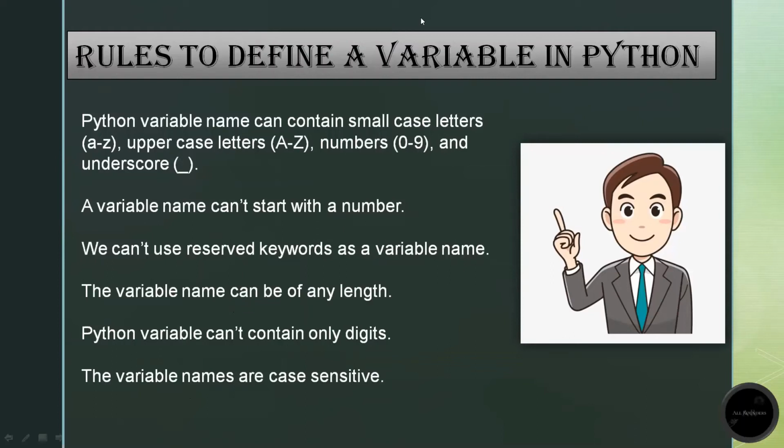So if I am storing data in the form of two variables, taking the names small a and capital A, then those variable names are totally different and the data is stored at two different memory locations. So that was all about the rules, and now I'll demonstrate the whole implementation.